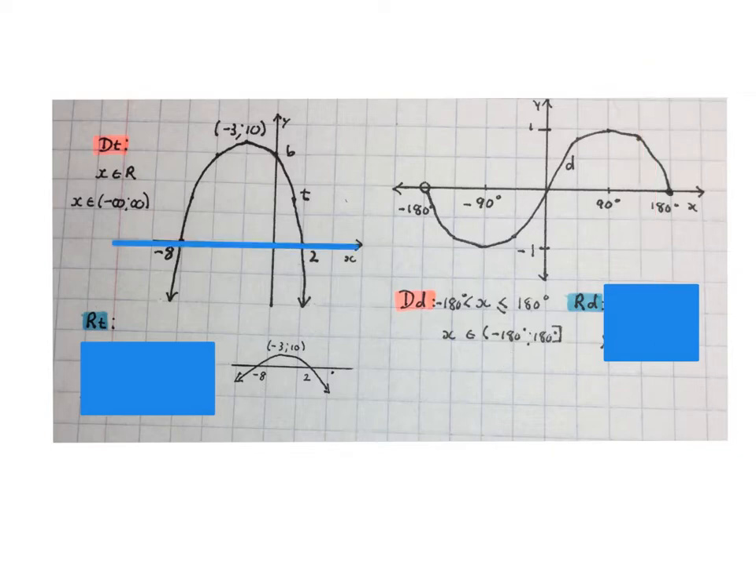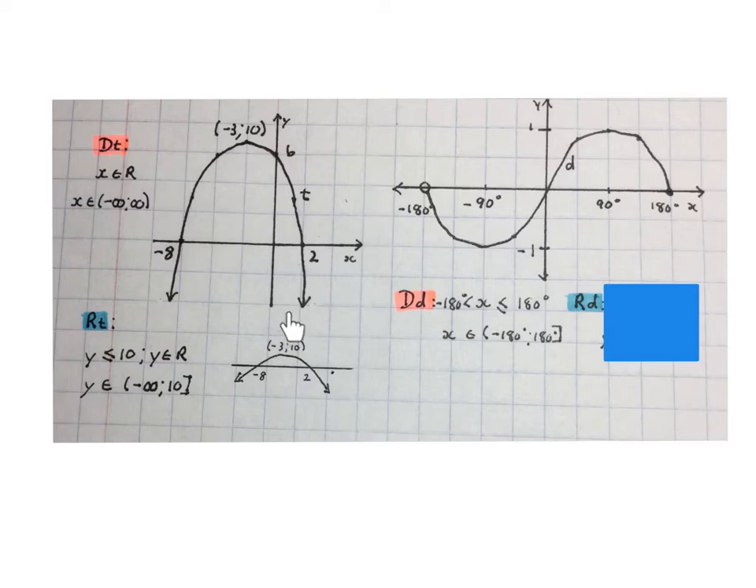Like we said, if you want a range, you draw a horizontal line like the blue one through the graph and see where it cuts the graph. For what y values? If you move it up, you'll see it starts cutting the graph at 10 and under 10 until minus infinity forever. Your final answer is y is smaller than or equal to 10, y is an element of real numbers, or you can write it in interval notation like this. Please stop the video and get your brain around the domain and range of this parabola.